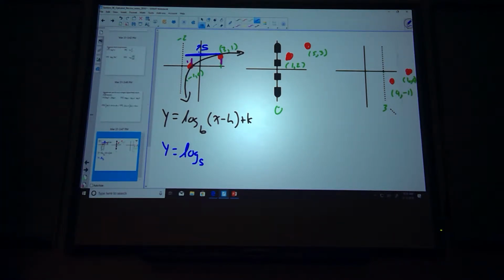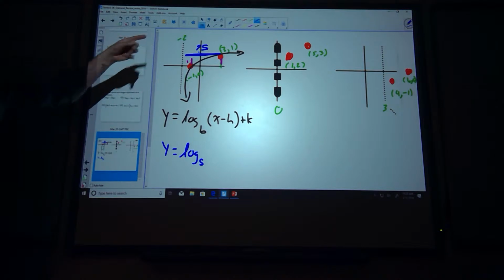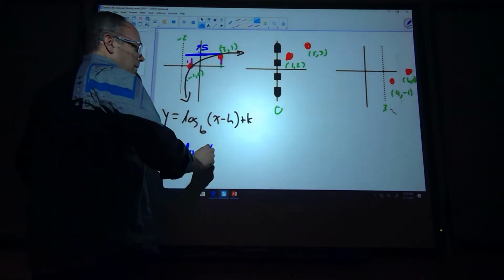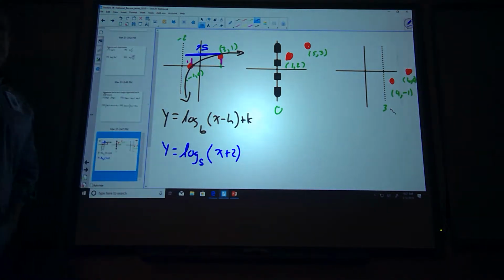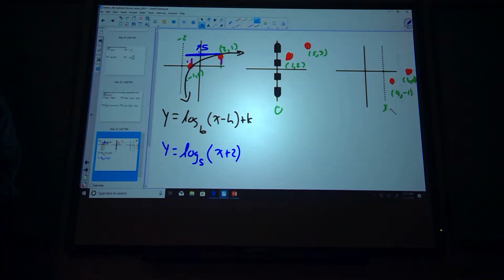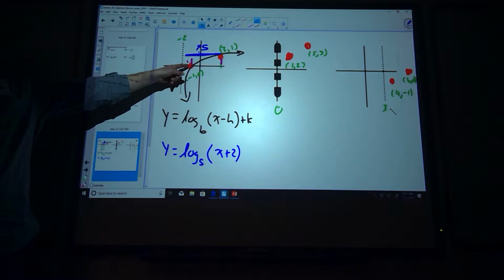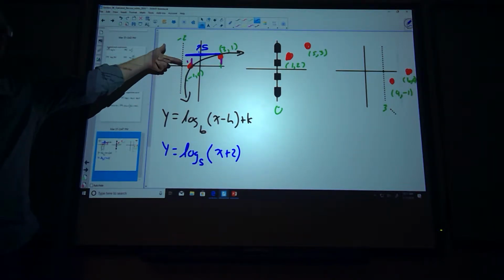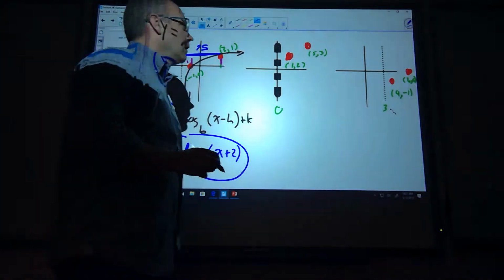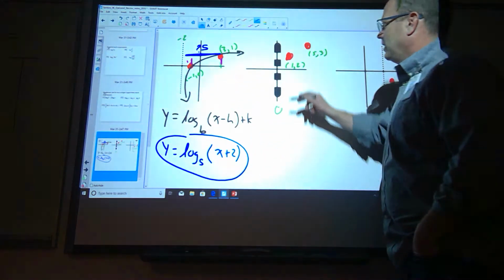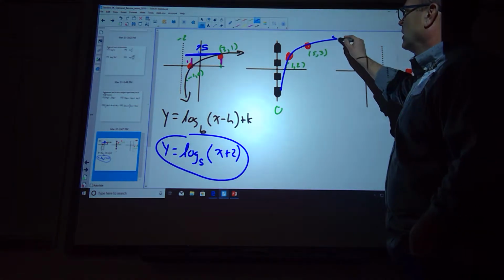Did this shift right or left? Left. How many did it shift left? 2. So look at the asymptote. So I'm going to make this x plus 2. Did it shift up or down? Where's that hitting? Down 1. It doesn't shift at all, because right there, that's it. So here's my equation. You're done. That's all we have to do. That's it.